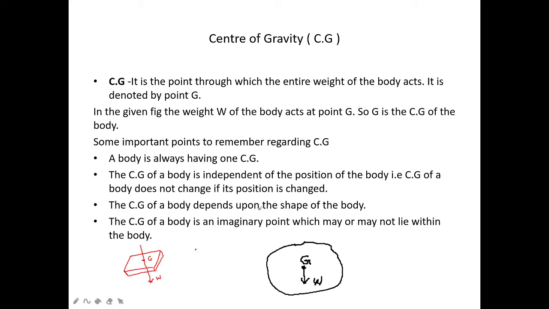The CG of a body depends upon the shape of the body. Now if you change the shape of this body, let us say I have changed the shape of this body like this, then the CG will not act at this point. It will act at some other point. Let's say it will act here. So the CG of a body depends upon the shape of the body also. The CG of a body is an imaginary point which may or may not lie within the body. It is not essential that the CG will lie within the body. It may lie outside the body.